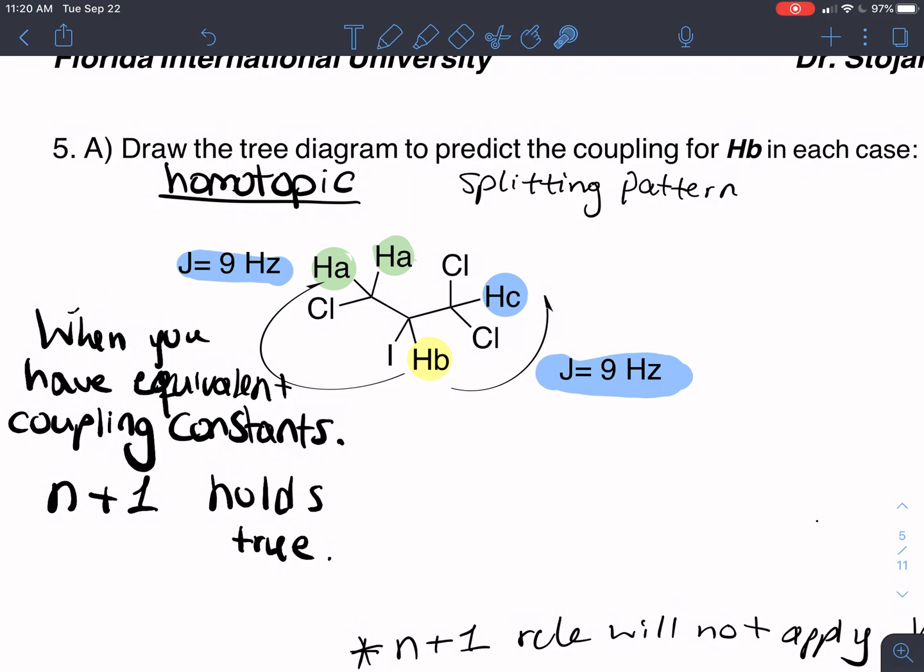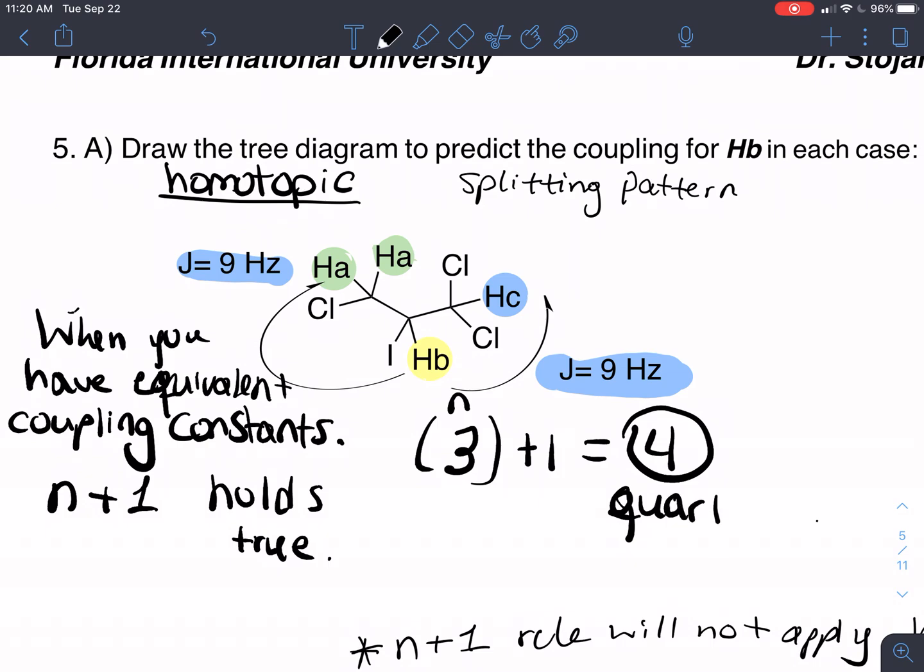Vicinal as in neighbor. The carbon that HB is attached to, its adjacent carbons, the protons that they contain, would be considered the neighbors of this proton. And for that, we would use the n plus 1 rule. If it has 3 neighbors, which it does, 3 is n, plus 1, so our splitting pattern would be what we call a quartet. That's why I emphasized the J equals 9 hertz and J equals 9 hertz: we have equivalent coupling constants, so n plus 1 is the rule we apply here.